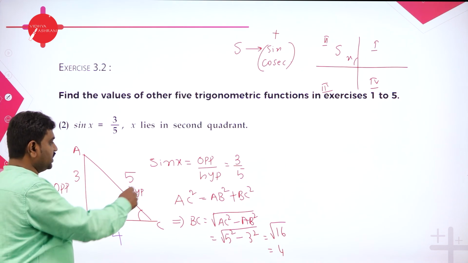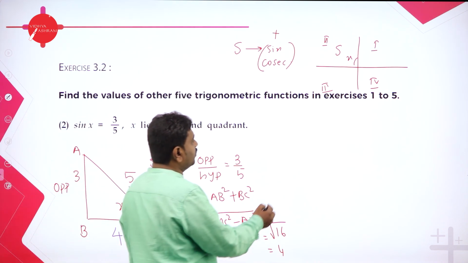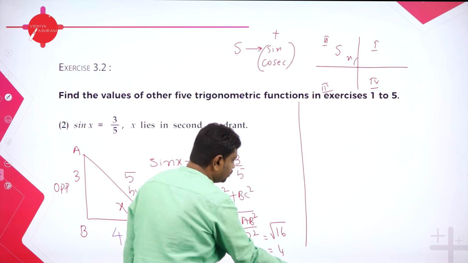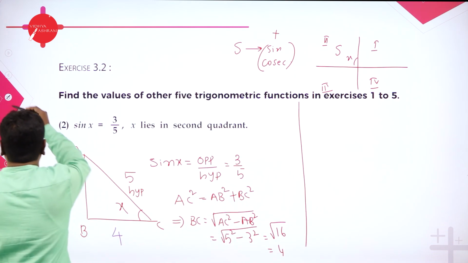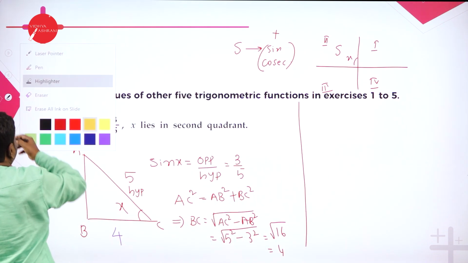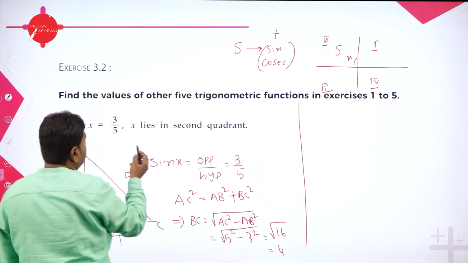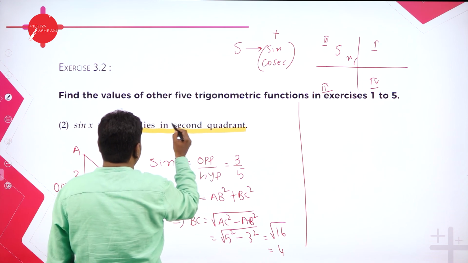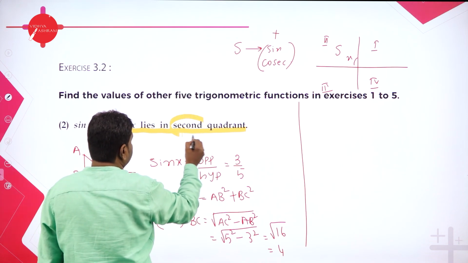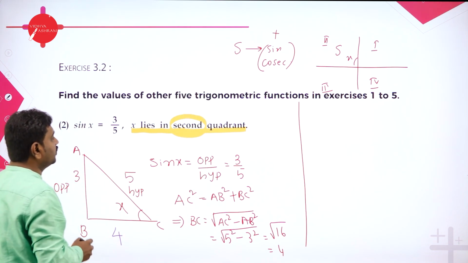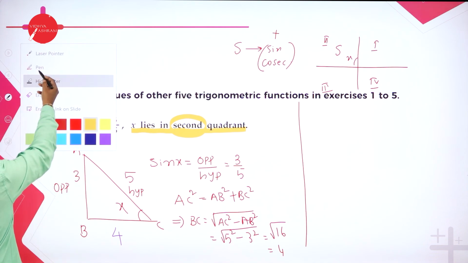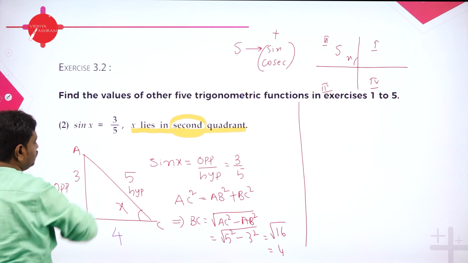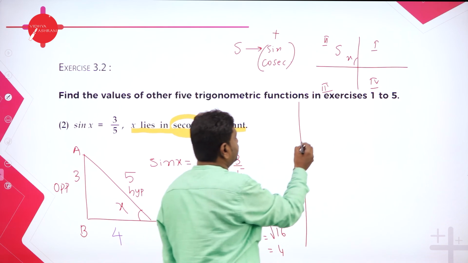After you get sine, the remaining trigonometric functions you should write. The very important thing to note is that you should know the quadrant. What is the quadrant they told? X lies in the second quadrant. This is most important, and from that you can take decisions. So now coming to cos theta.